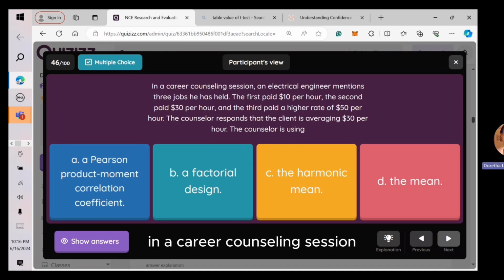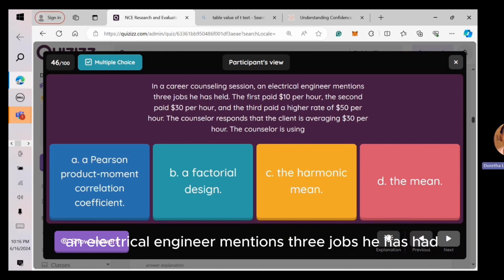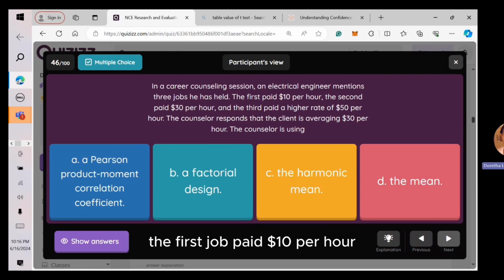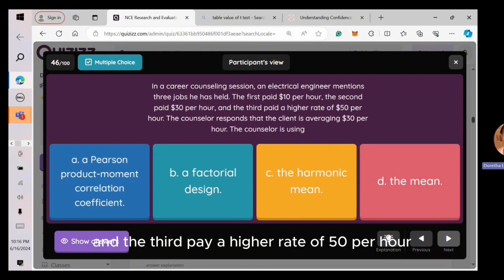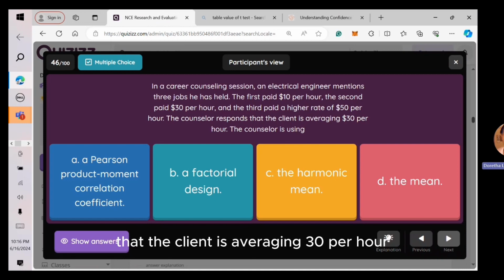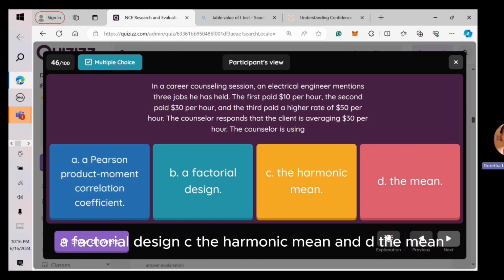In a career counseling session, an electrical engineer mentions 3 jobs he has had. The first job paid $10 per hour, the second paid $30 per hour, and the third paid a higher rate of $50 per hour. The counselor responds that the client is averaging $30 per hour. The counselor is using: A, a Pearson product moment correlation coefficient, B, a factorial design, C, the harmonic mean, and D, the mean.